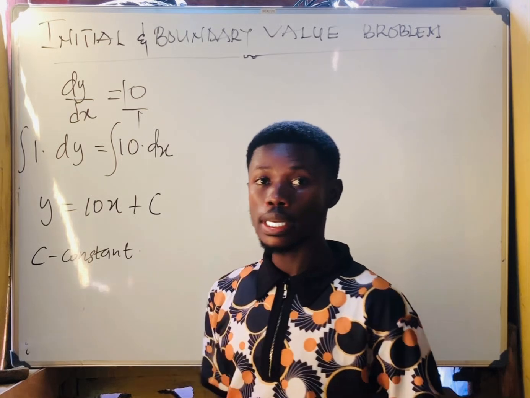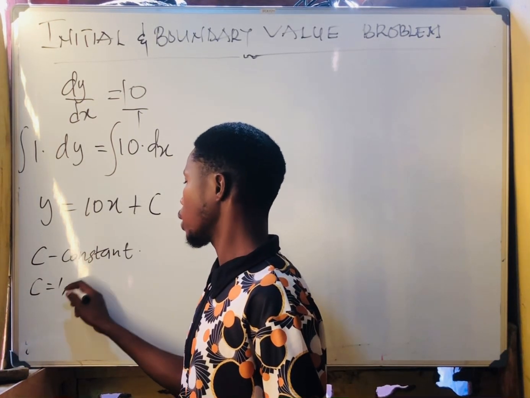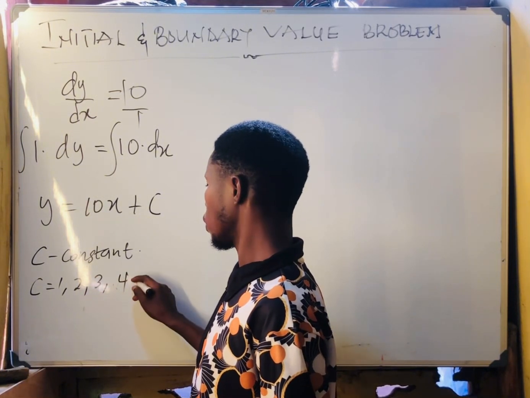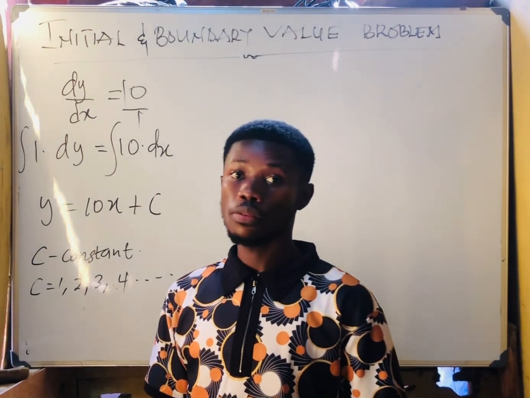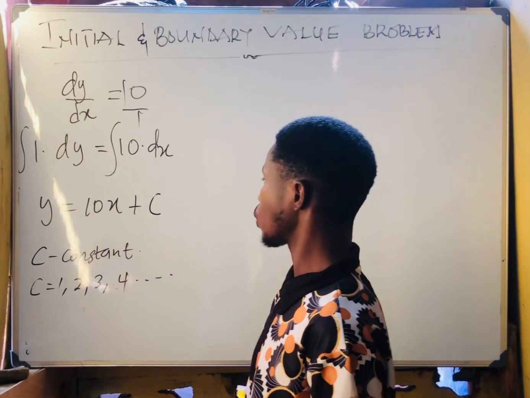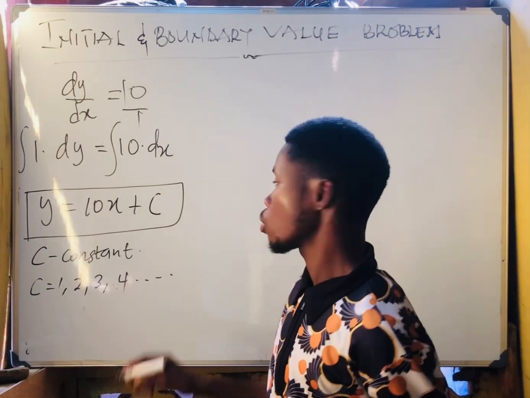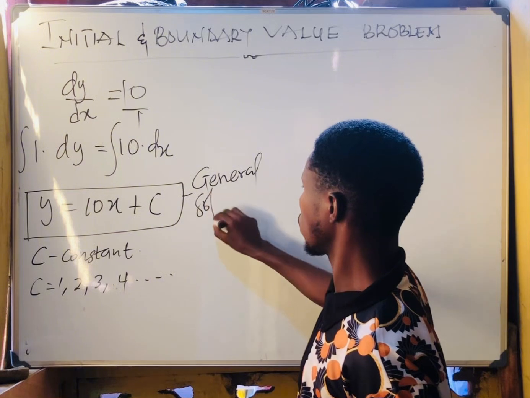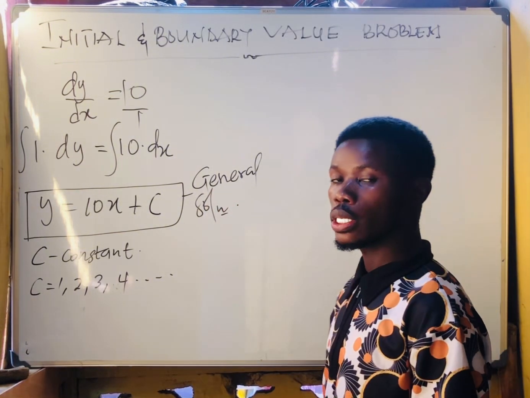The c can assume different values. So we can say that c can be 1, it can be 2, it can be 3, it can be 4. It can also be negative numbers, so it can assume different values. Is that okay? The solution we have here is called a general solution.